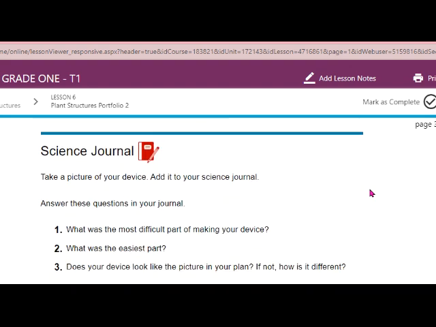So in our science journal, we're going to take a picture of the device and add it. So this is where you actually get to build your idea. You get to build that thing that's going to mimic or copy a plant that's going to help you solve a problem. Then you're going to answer these questions in your journal. What was the most difficult part of making your device? What was the easiest part? And does your device look like the picture in your plan? If not, how is it different?